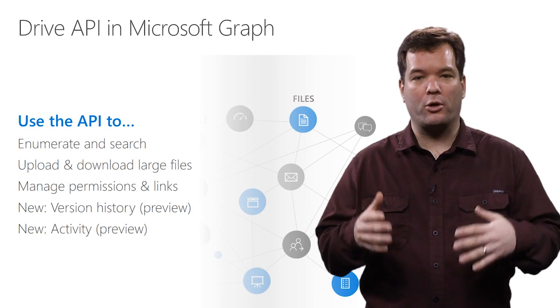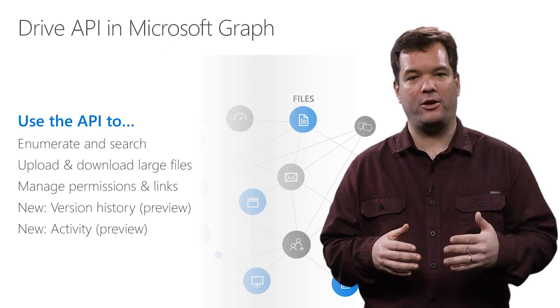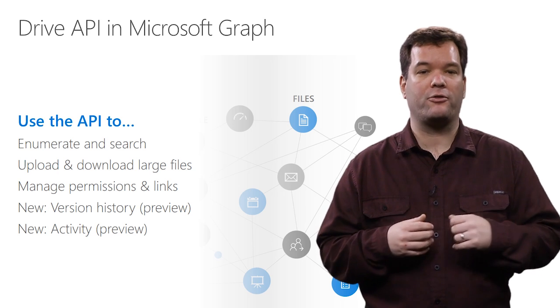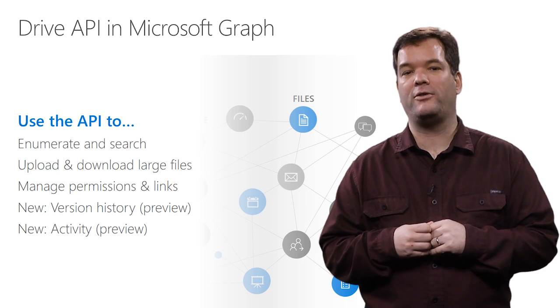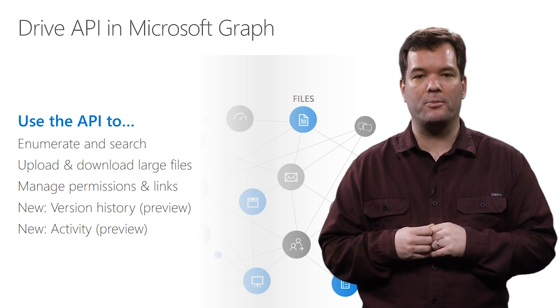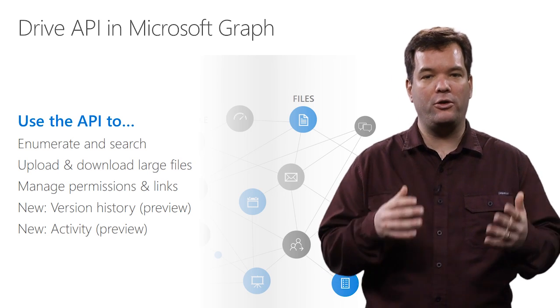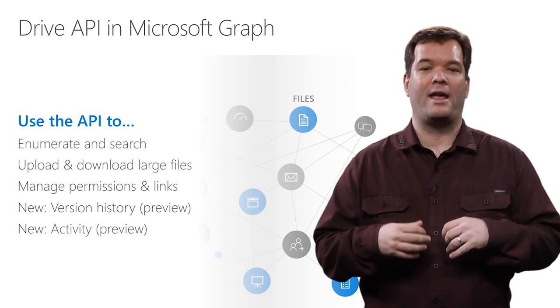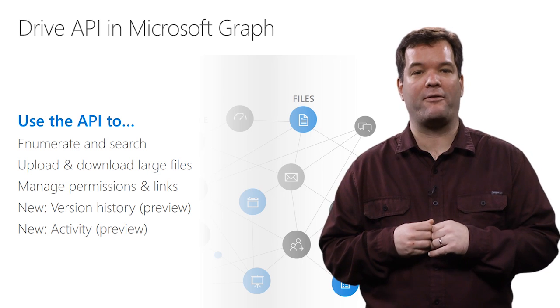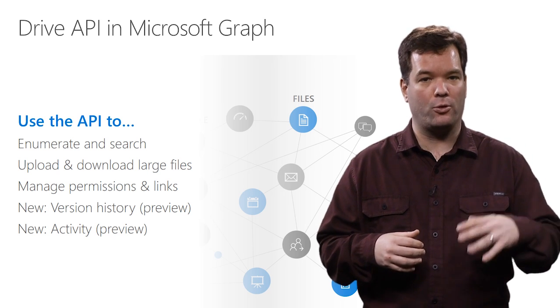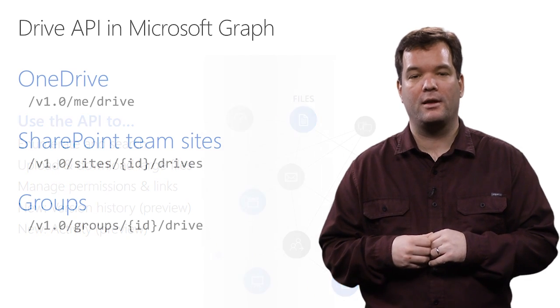Now, to get started in working with files, you're going to want to understand how to use Microsoft Graph. Microsoft Graph is the consistent, easy-to-use API across Office 365 and other Microsoft products that lets you access key data, whether it's mail, users, groups, or more. And in this case, we'll use Microsoft Graph APIs to access files that we've got stored on OneDrive and SharePoint.